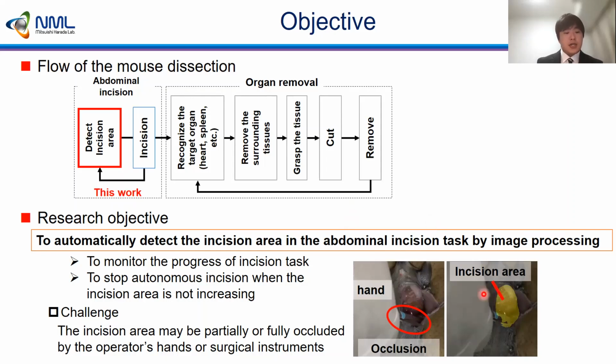Detecting the incision area enables us to monitor the progress of the incision task and to stop autonomous incision when the incision area is not increasing. There is a challenge that the incision area may be partially or fully occluded by the operator's hand or surgical instruments, like this image.